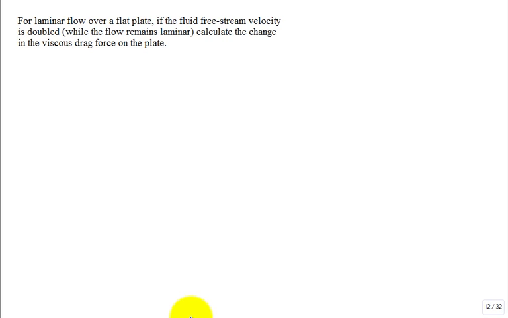For laminar flow over a flat plate, if the fluid free stream velocity is doubled, so this is like case one, and this is case two. So in case one, there's the free stream velocity. In case two, there's the free stream velocity, but it's equal to 2 times the free stream velocity in case one. That's the information given, right? While the flow remains laminar, so it's not going to transition to become turbulent flow, it's all laminar, calculate the change in the viscous drag force on the plate.